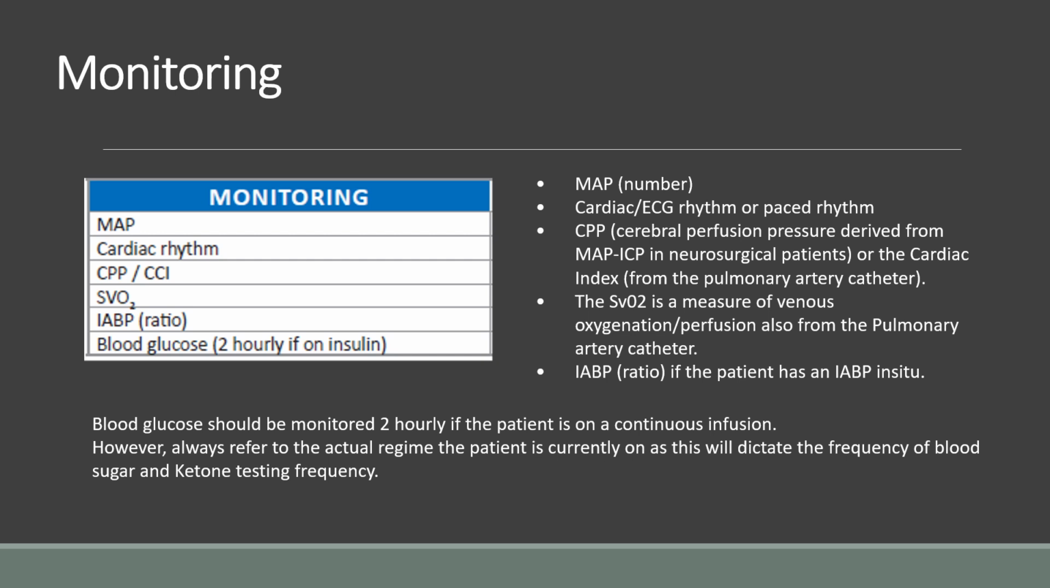IABP is an intra-aortic balloon pump, and that's a balloon pump that sits in the aorta. Again, not something that you're going to see during your orientation unless you've come from another ICU or you've got CCU experience. Blood glucose should always be monitored 2 hourly if the patient's on a continuous infusion. However, because there are several regimes that we use interchangeably, especially if patients are going to the ward, please just refer to what regime the patient is on and follow what it says on there in terms of monitoring blood glucose.